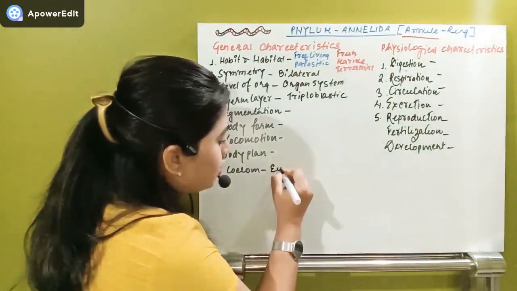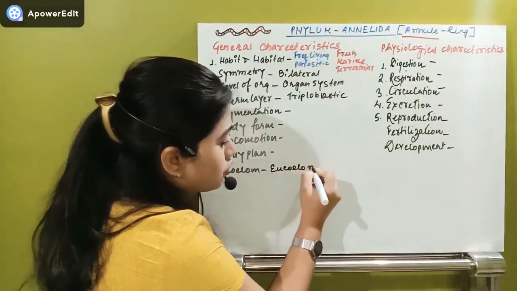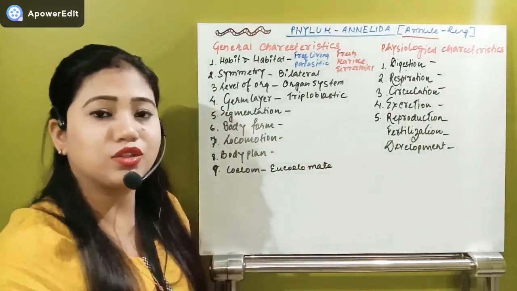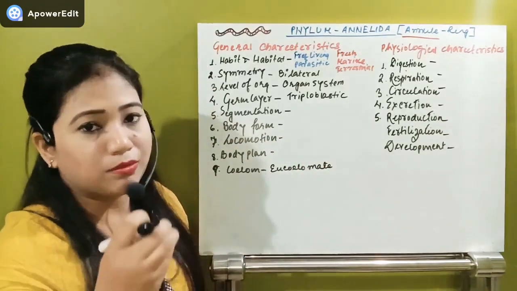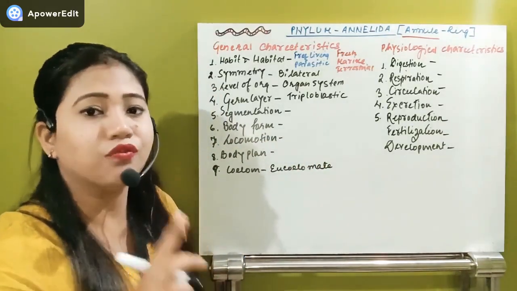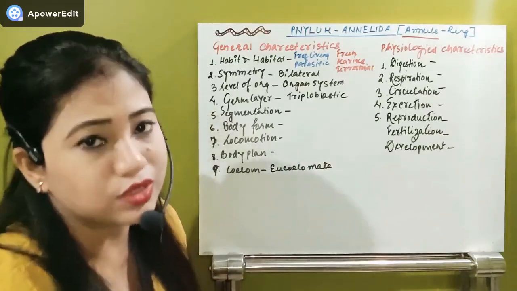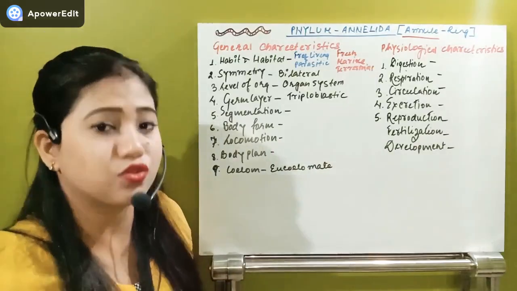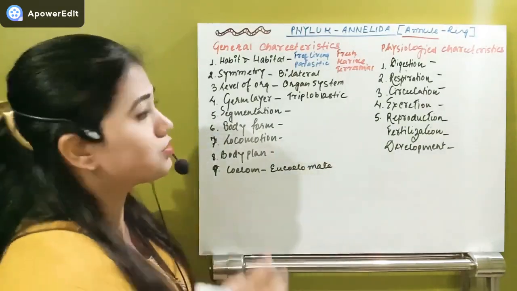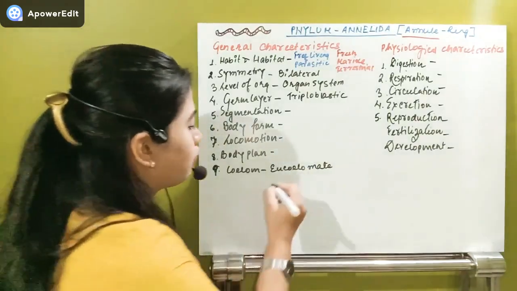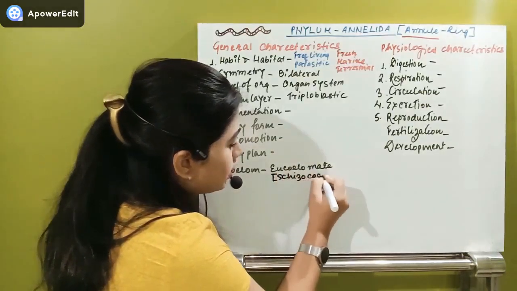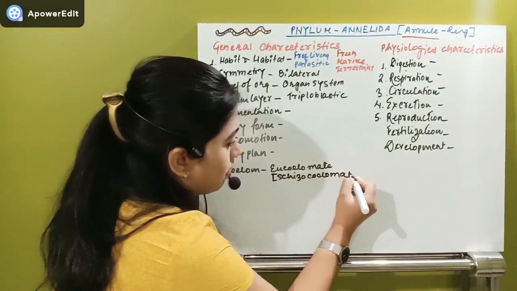So, they are eucoelomate. Under the eucoelomate organisms also, I already told you in the basis of classification that we have 2 types of true coelom. What were they? They were schizocoelom and enterocoelom. Now, in case of phylum Annelida, they are going to have schizocoelomate condition. Okay, remember that.